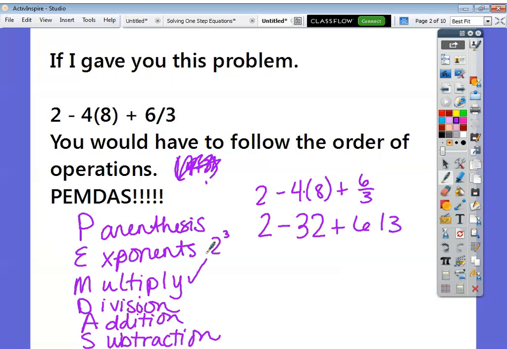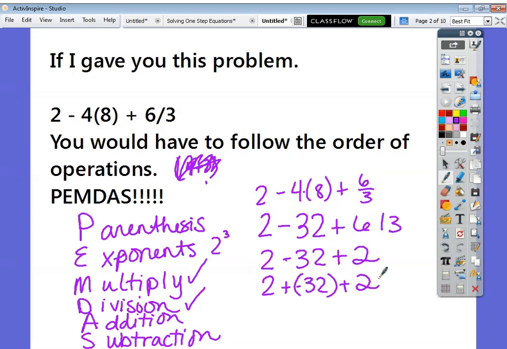All right, so check. Now, division comes next. So 2 minus 32 plus 6 divided by 3 is 2. Then we go addition or subtraction, whatever occurs first. Well, subtraction occurs first. 2 minus, oh, keep change. Much better, right? So 2 plus negative 32. Those are two different sign numbers, so we subtract and give it the sign of the larger number. So it's negative 30 plus positive 2. Same thing. Two different sign numbers, so our answer is negative 28.